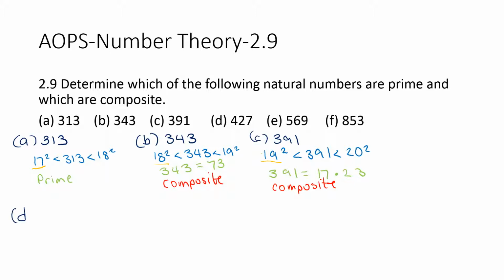D, 427. So 427 is in between 20 squared and 21 squared. So we test all the prime numbers up to 20. So it's up to 19 because 20 is not prime. And since 427 is equal to 7 times 61, that means it's not prime, so it's composite.